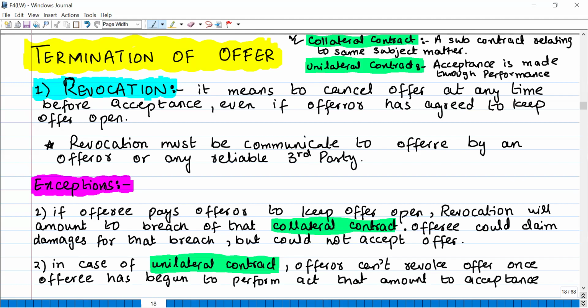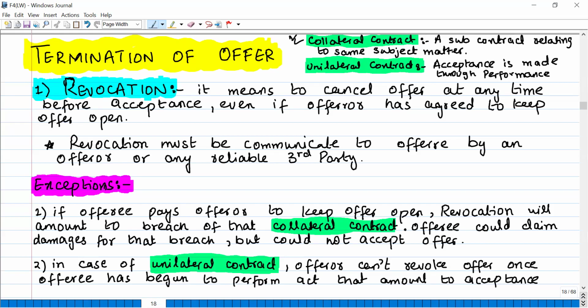The first is, if the offeree pays the offerer to keep the offer open, revocation will amount to breach of that collateral contract. The offeree could claim damages for that breach, but could not accept the offer. A very important point here: let's say I offered to sell my phone to my friend, and my friend said that I have to think about this decision, but I am paying you $100. Keep these $100 and keep the offer open for 7 days.